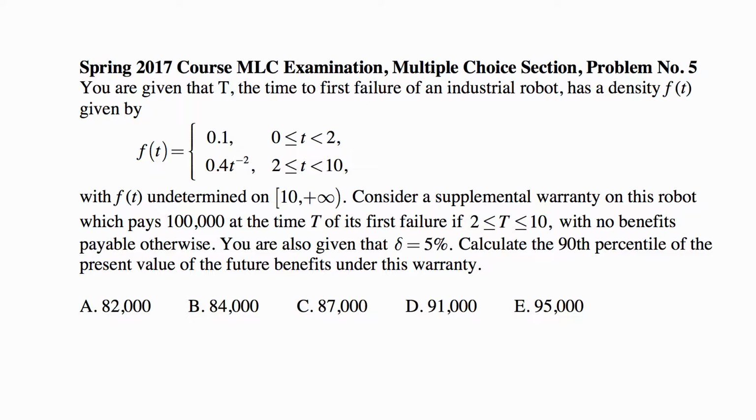Consider a supplemental warranty on this robot which pays $100,000 at the time t of its first failure if the failure is between times 2 and 10, so nothing if it fails during the first 2 years, with no benefits payable otherwise. You are also given that delta, the force of interest, is 5%. Calculate the 90th percentile of the present value of the future benefits under this warranty.